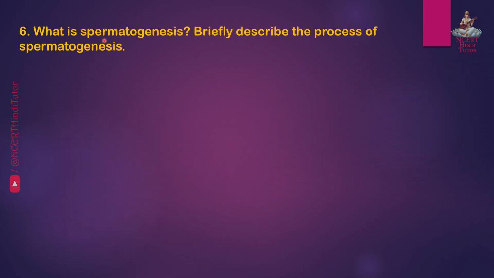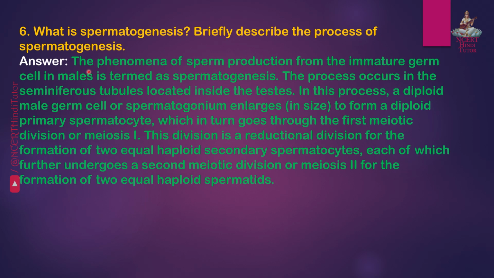Question 6. What is spermatogenesis? Briefly describe the process of spermatogenesis. Answer. The phenomenon of sperm production from the immature germ cell in males is termed as spermatogenesis. The process occurs in the seminiferous tubules located inside the testis. In this process, a diploid male germ cell or spermatogonium enlarges in size to form a diploid primary spermatocyte, which in turn goes through the first meiotic division or meiosis I.